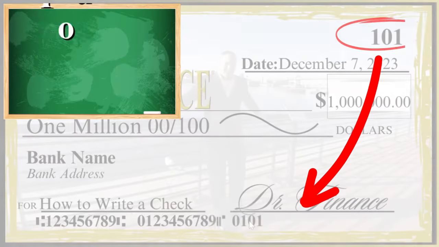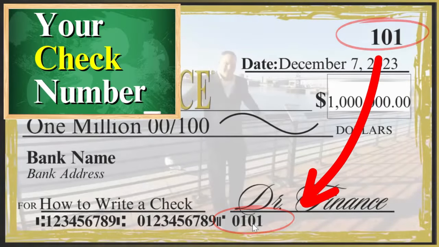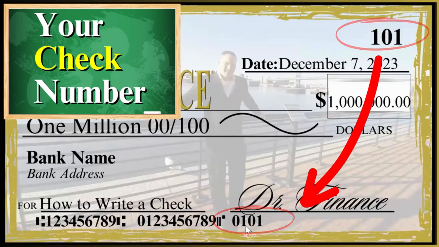The fourth set of numbers is all the way to the bottom far right, where here it says 0101. That is the check number. All right, so it's 0, and then it's got your check number right after that. All right, so that just tells the bank information about this check.